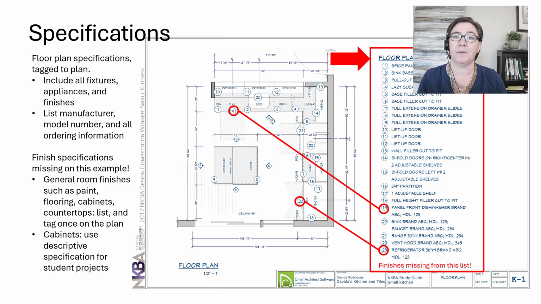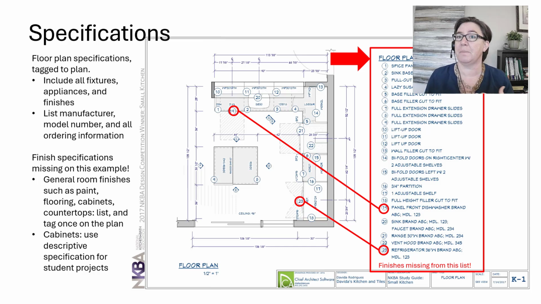I see a lot of students struggle with this. NKBA, this specifications list is formatted a little bit differently than you may have seen in earlier interior design courses. It's a little bit more spare or sparse. So what do you need to list? First of all, make sure you include all fixtures, appliances, and finishes. I see students miss some of the finishes.